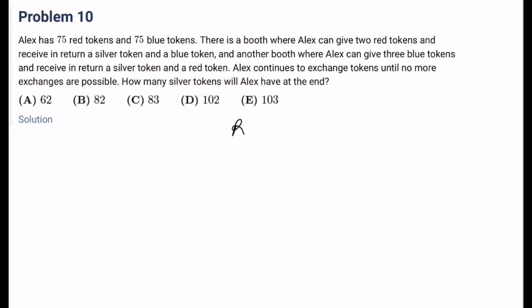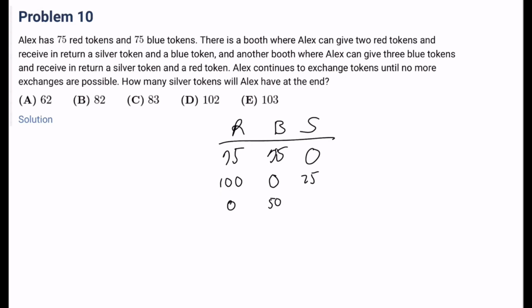Okay, so we have red, blue, and silver. Alex has 75 and 75 at the start. Since Alex can give 3 blue tokens and receive 1 silver token and a red token, if we use up all the 75 blues, that's going to be left at 0, and we have 100 red and 25 silver, right? And if we use all of those red, that gives us no more red, 50 blues, and 75 silver, because we added 50 more.